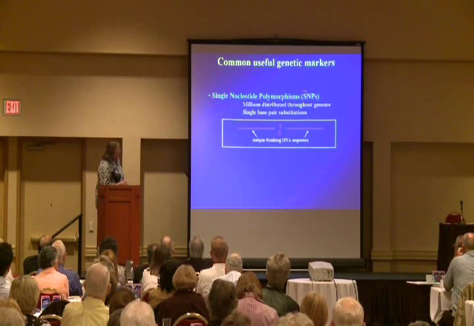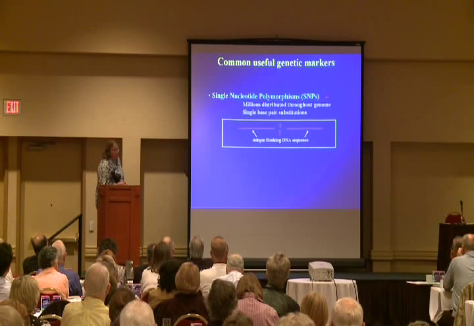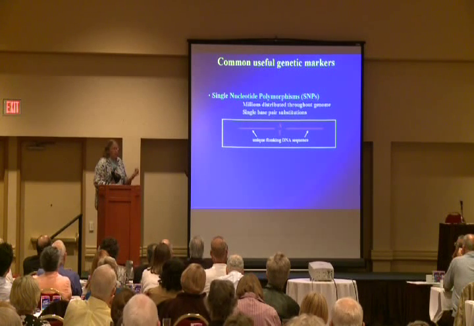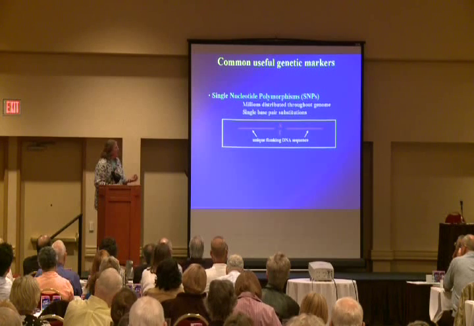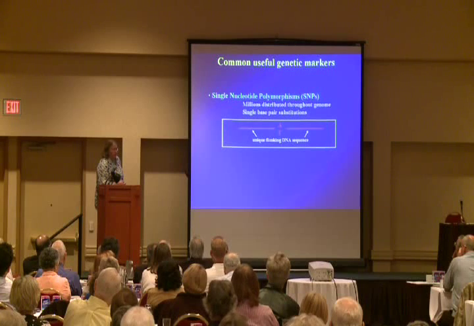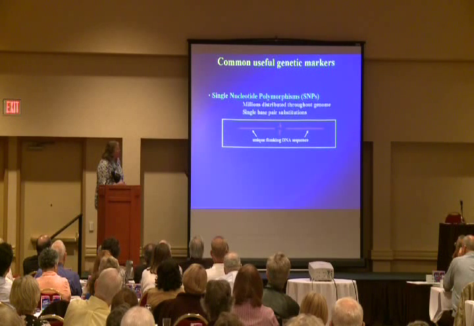First of all, I'm going to define what one of these kinds of variations is that we use. It's called a single nucleotide polymorphism, or a SNP. And there's millions of these distributed throughout the genome. So we have 3 billion base pairs of DNA in our genome, and on average, there's a SNP every 1,000 base pairs. So there's millions of these, and it's basically a single base pair substitution.